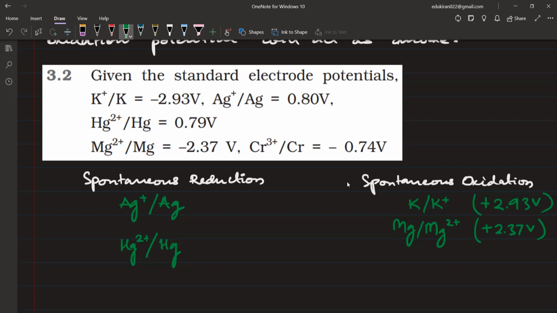Cr to Cr3+. Very good. Cr2 to Cr3+. And how much electricity are we going to get? Plus 0.74 volts. Very good. अच्छा, यहाँ पे Ag के लिए भी लिख देते हैं हम लोग। Ag we are going to get 0.80 volts of energy, and from Hg2+ we are going to get 0.79 volts of energy.